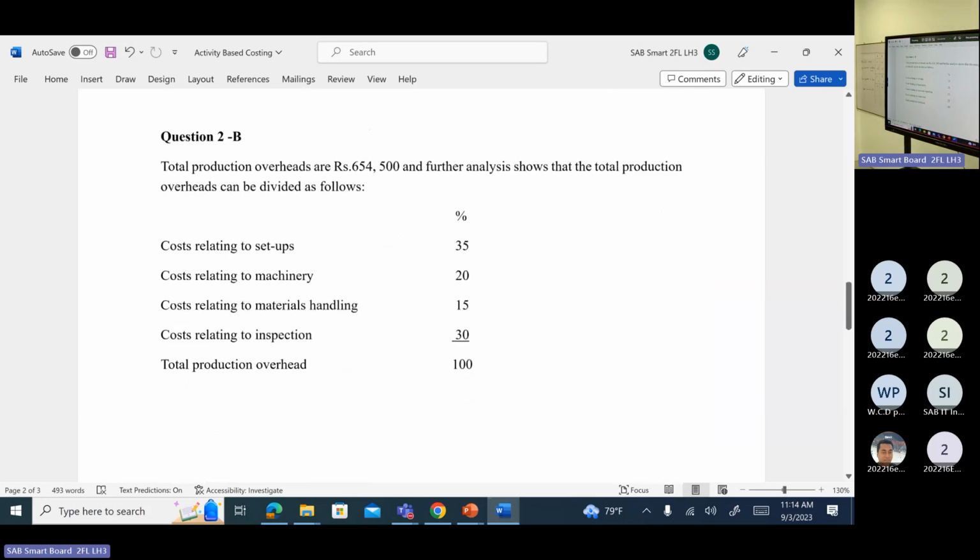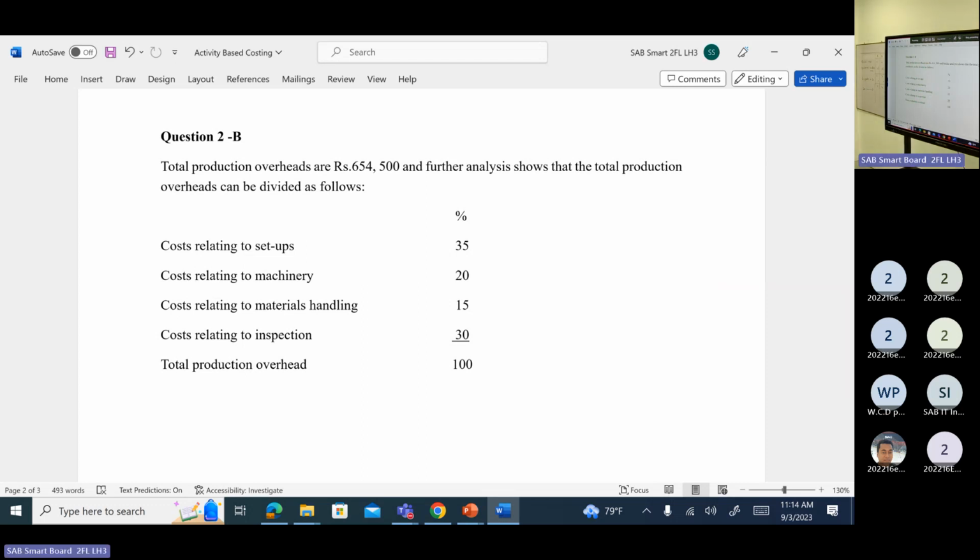Total production overhead 654,500. Analysis that total production overhead can be divided: cost related to setup 35%, machinery 20%, material handling 15%, inspection 30%.